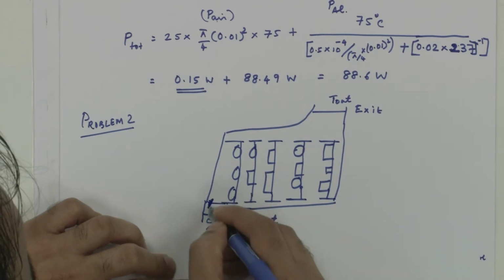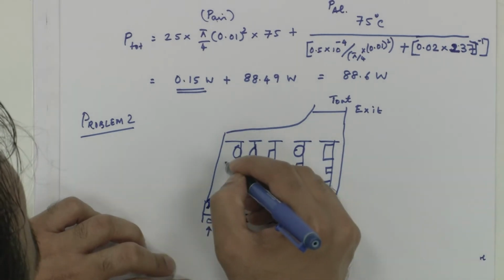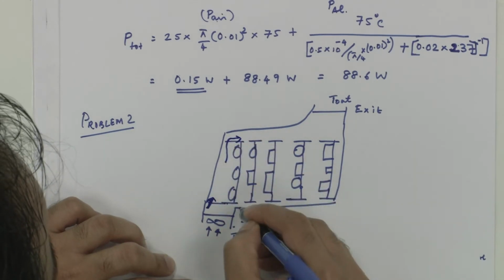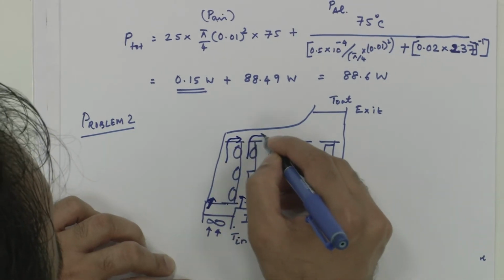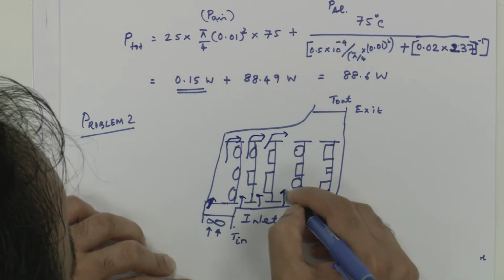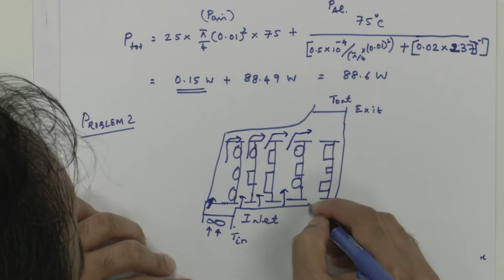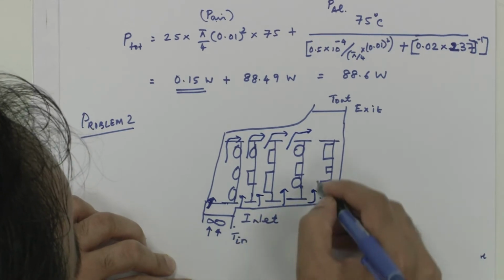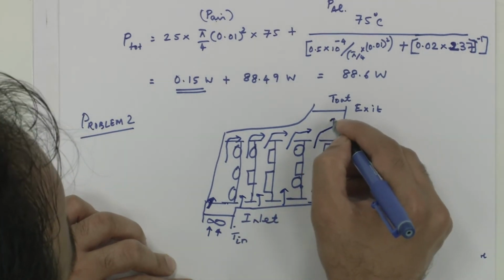So the flow goes through this, picks up heat from all these locations, and exits the system.